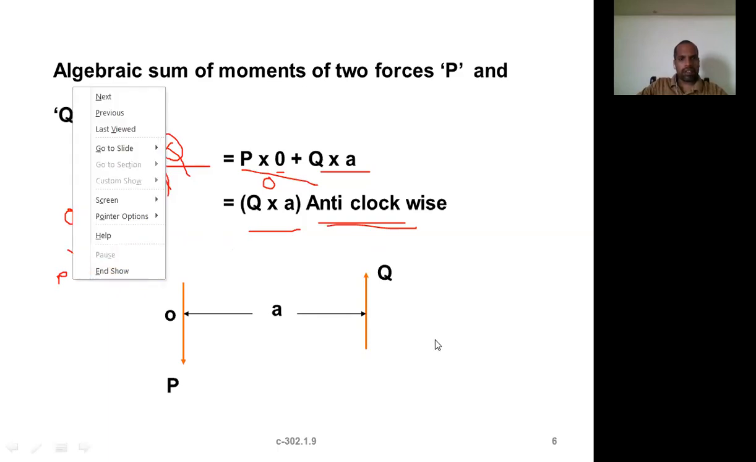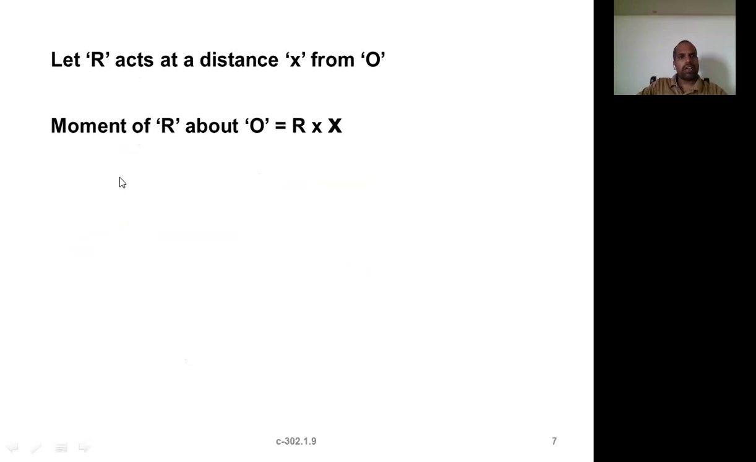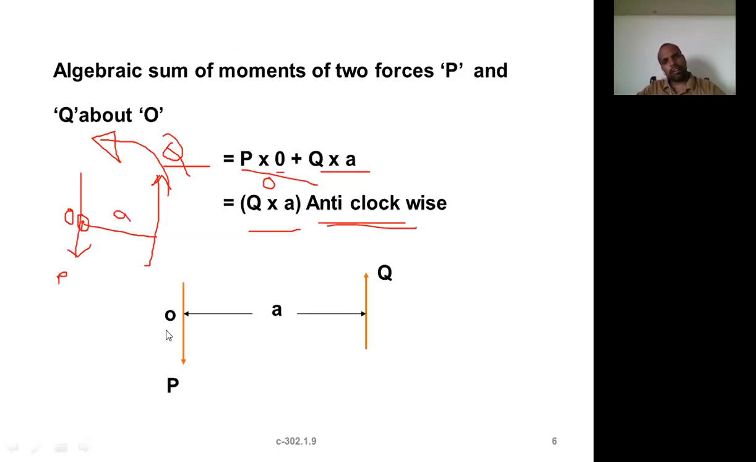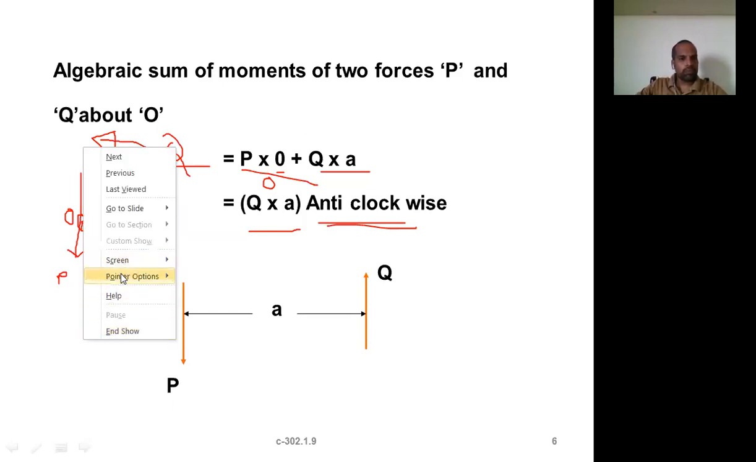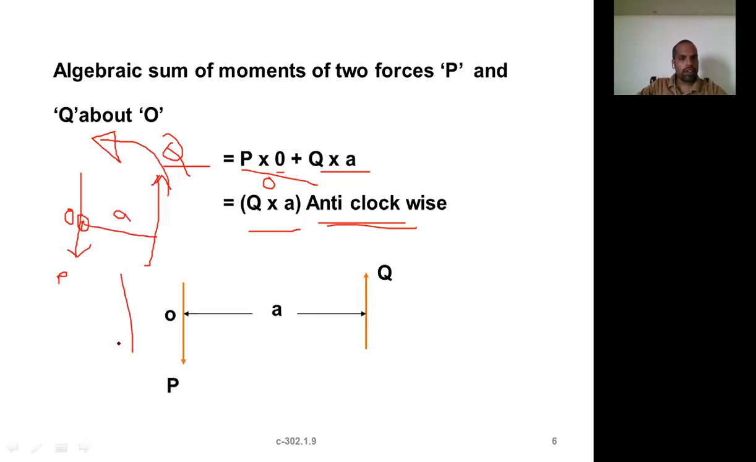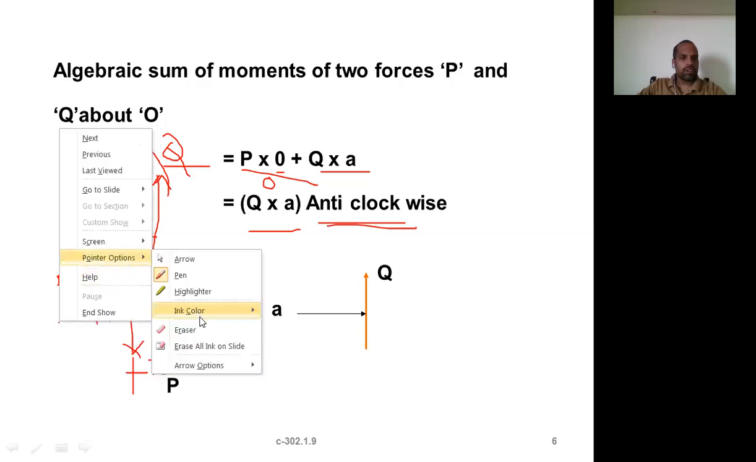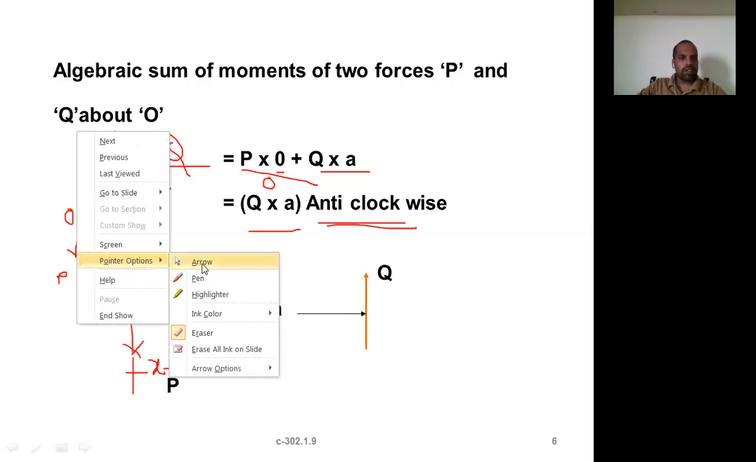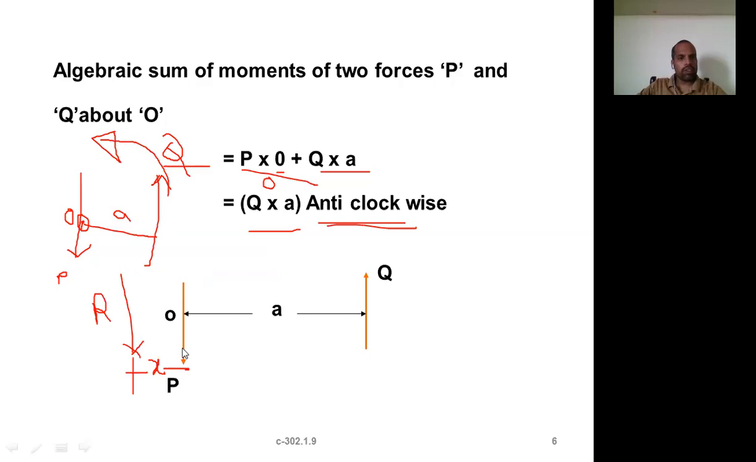Next, let us apply Varignon's theorem. Let the resultant R act at a distance of x from A. So this is R, at a distance of x from A. Then the moment of this resultant about this point is nothing but R into x.